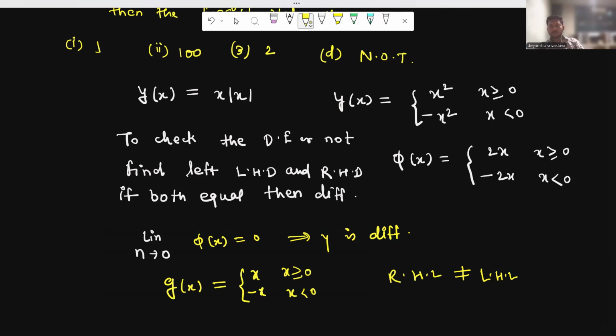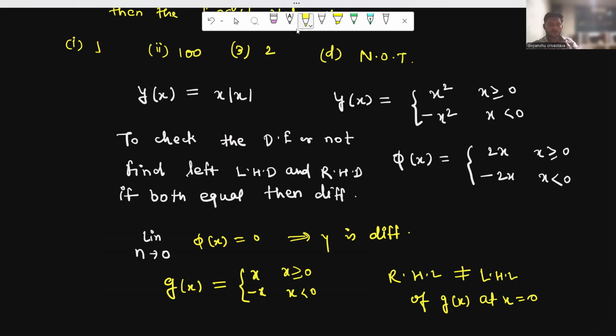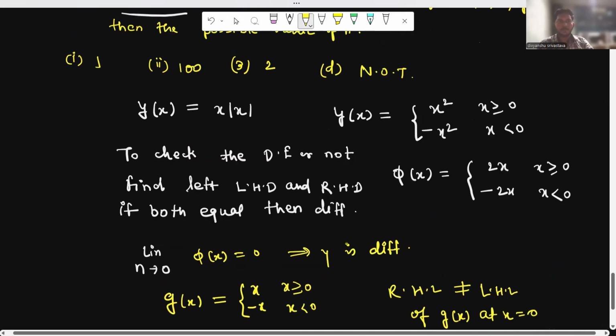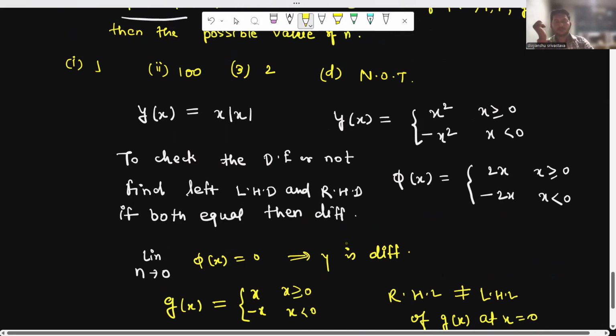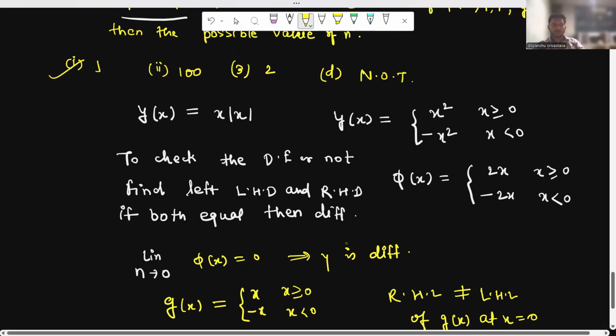It means this is for g(x), at x is equal to 0. Now next thing is that when you get this, then you may say that phi x is not differentiable. Okay. So your options are given here, 1 and 2 and 3. Now, when you again differentiate this, you get the answer like this. Your option first is correct.